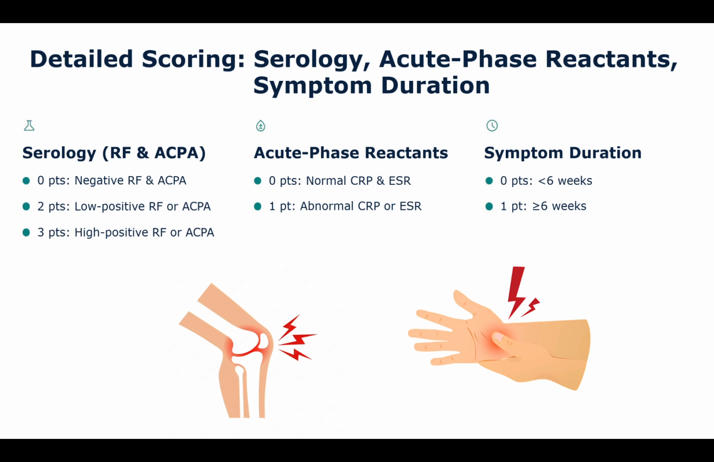And finally, symptom duration looks at how long symptoms have been sticking around. If they have lasted less than 6 weeks, it's 0 points. But if those symptoms have been there for 6 weeks or longer, you add 1 point, which tells us there is a more established inflammatory process going on.